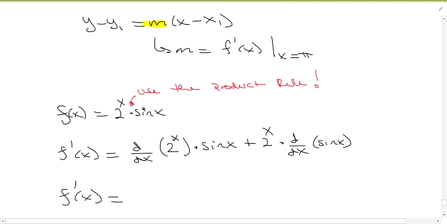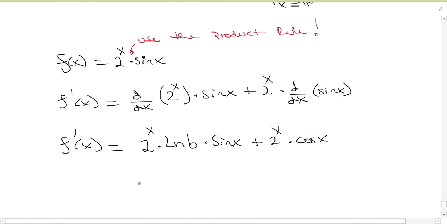The derivative of 2 to the x, so that is like b to the x, right? So then this will be 2 to the x times the natural log of the base. So that's my derivative of 2 to the x. And then times sine x plus 2 to the x times the derivative of sine x. The derivative of sine x is cosine x.